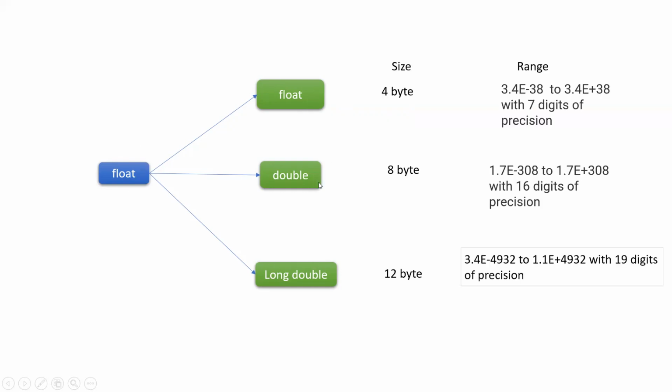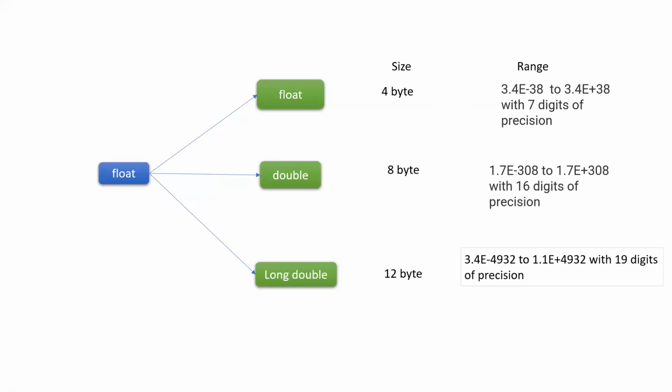And here again, the size will be different. So 4 bytes will be allocated for float and 8 bytes will be allocated for double, and long double will have 12 bytes. So the range will be like this. And again, the precision is also different. Precision means how many digits will be there after the decimal point.